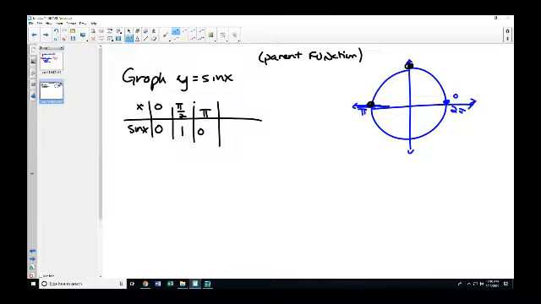We have to go to 2 pi because it's a periodic function. It repeats, the period is 2 pi. 3 pi over 2. Negative 1. Yeah, we're now at negative 1. And then 2 pi. Negative 0.